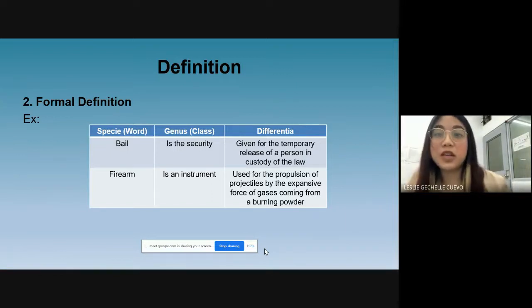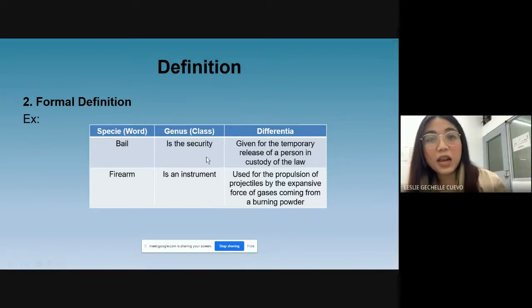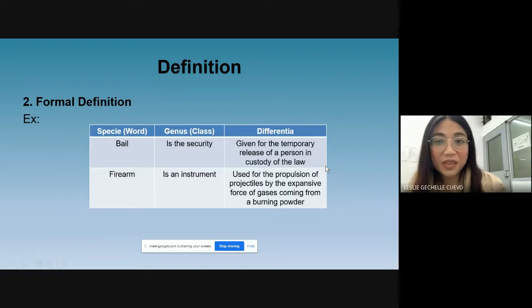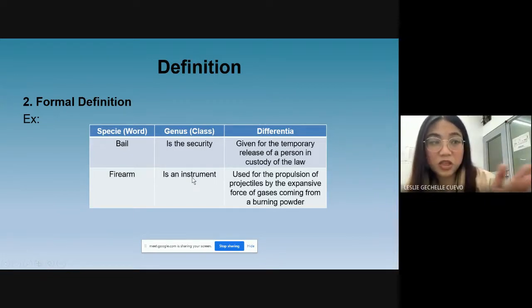Ganyan ang formal definition. Balikan natin. Pag informal, dalawang synonym lang. Kapag formal definition, may ganito. May genus or class pa, and then differentia.